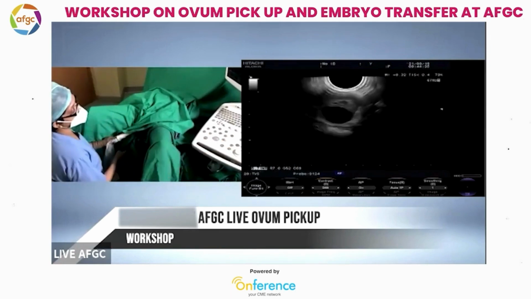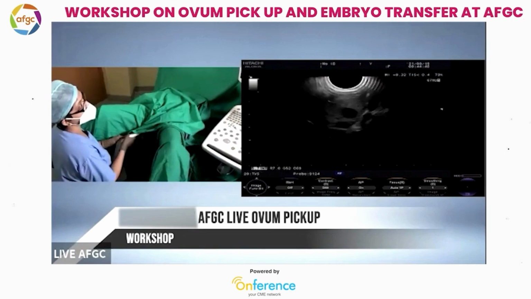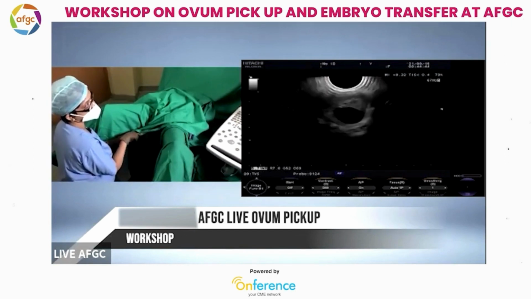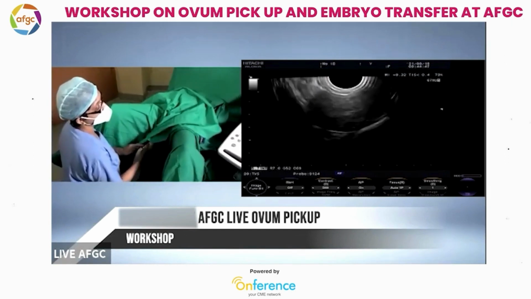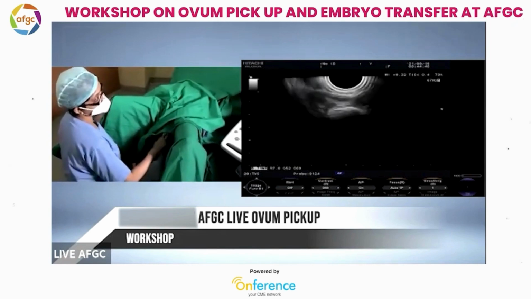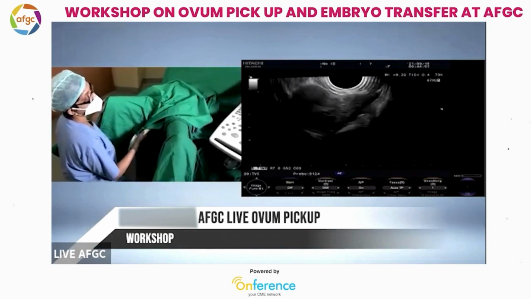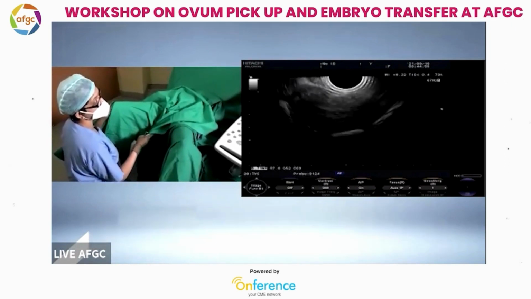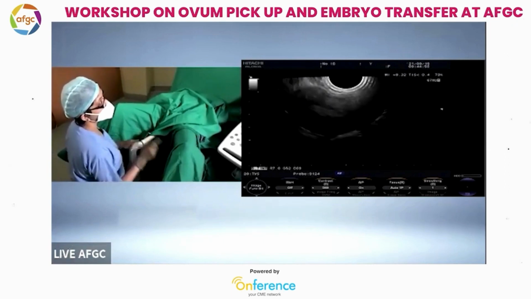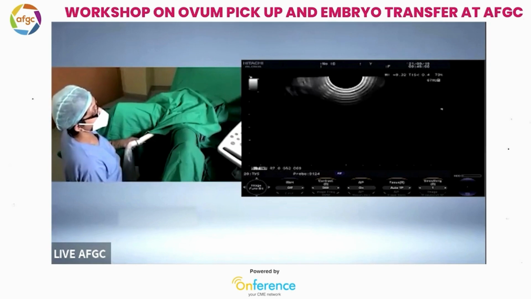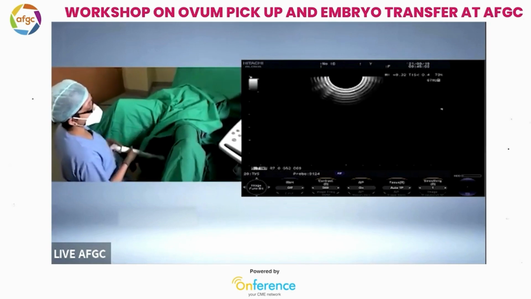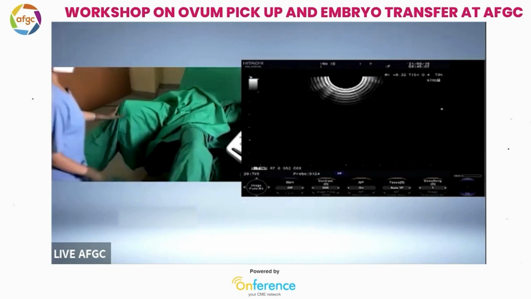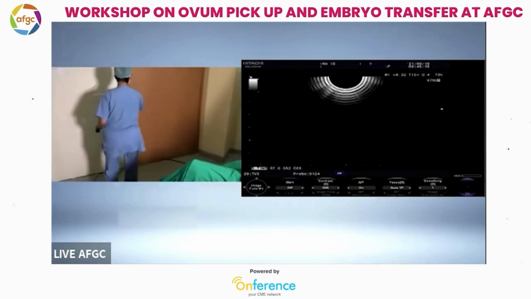The dominant follicle is usually very regular, and while we go to the Doppler session, we can find out that putting a Doppler on your follicle may give you a good idea as to how good the egg in the follicle is. A Doppler flow of more than 10 centimeters per second gives a good idea of the follicle. Now let us see what the next patient has in store for us.